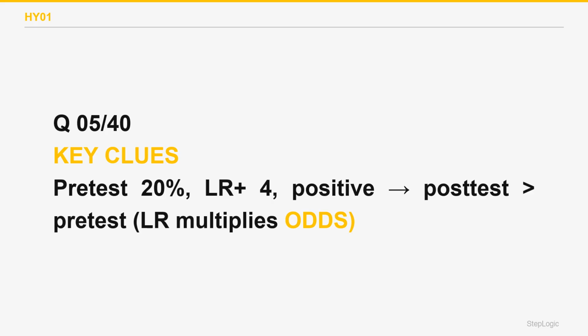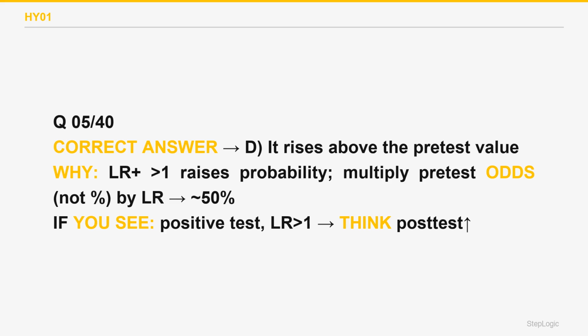A positive likelihood ratio greater than 1 always moves the post-test probability above the pre-test value. The formal update acts on ODDS, not raw probability. Pre-test odds for 20% are 1 to 4, or 0.25, multiplied by an LR of 4 gives post-test odds of 1.0, a post-test probability of about 50%, clearly higher than the starting 20%. The correct answer is D.